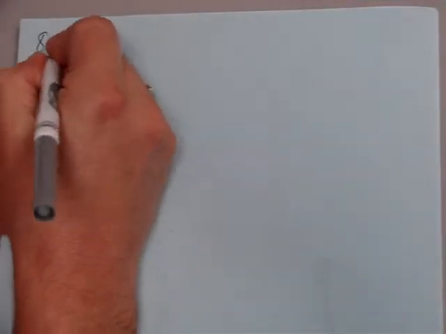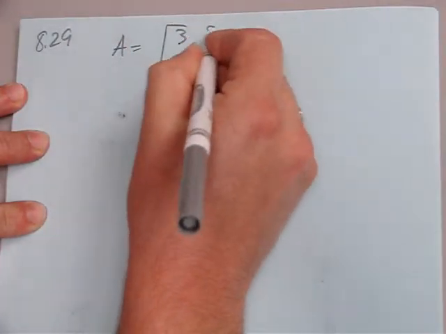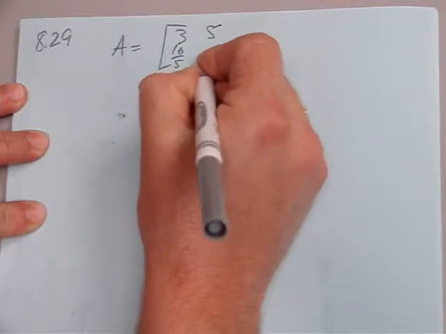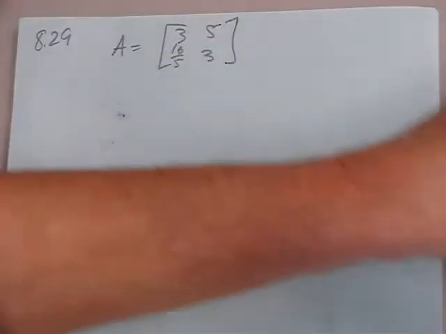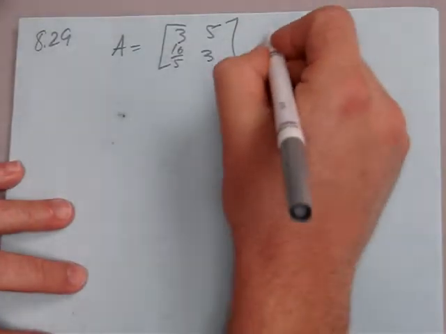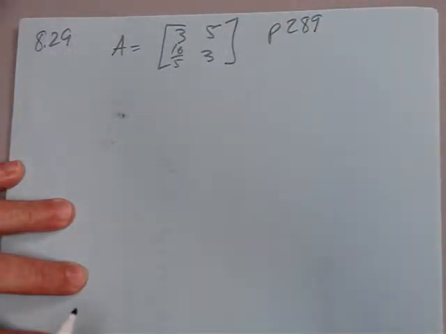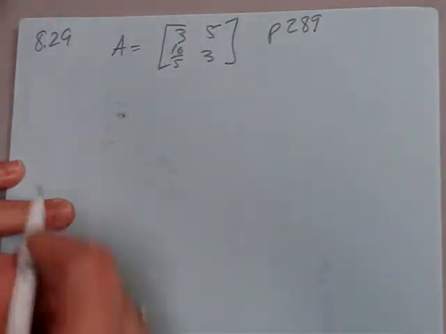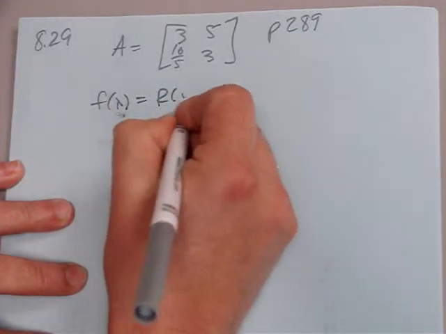Let's look at another way of doing that same problem, 829. A is 3, 5/16, and 3. But let's use the method from the book, page 298, where we use a property that says f of lambda equals r of lambda.